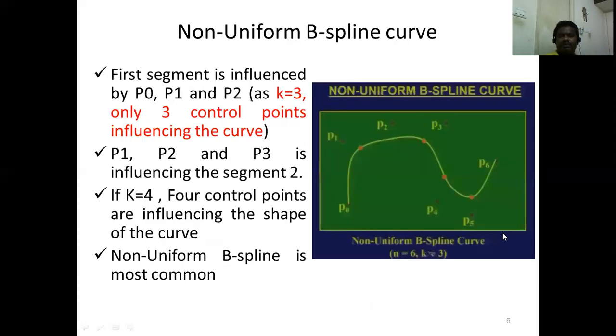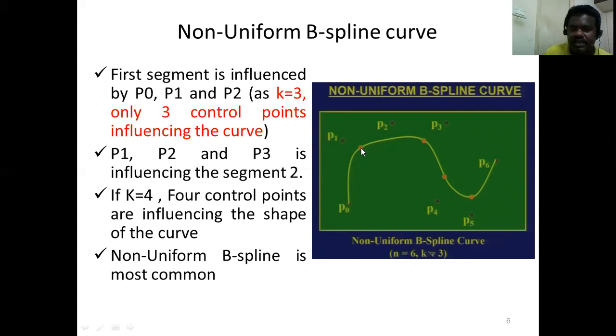Let us look into this picture. It will give you a clear understanding of the B-spline curve. Here there are control points P0, P1, P2, P3, P4, P5, P6. Totally, how many control points? 6 control points. And this is a curve, let us assume this is a B-spline curve. And I am defining that k is equal to 3, which means my curve will be influenced by 3 points.